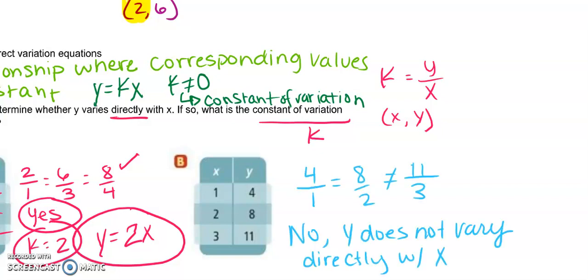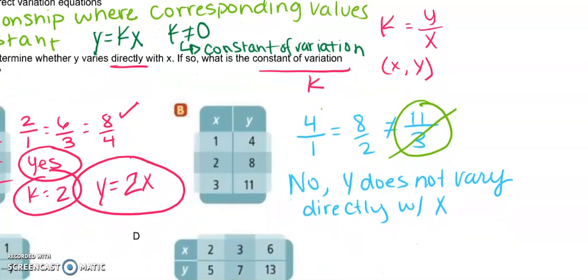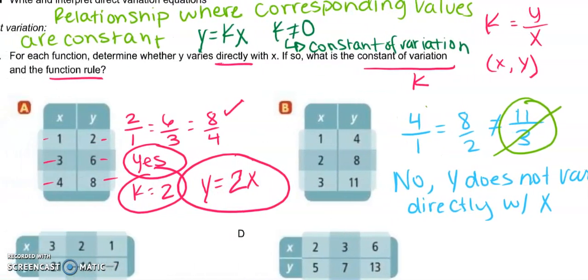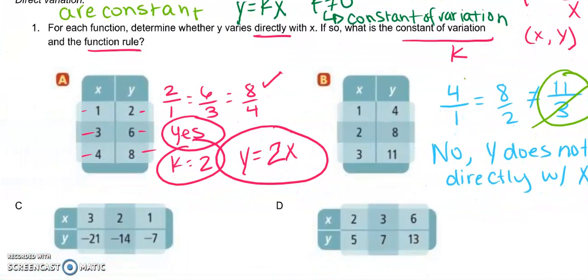So I worked this, I got 4 over 1, 8 over 2, both of those are 4, and then 11 over 3. Nope, that's not the same, so y does not vary directly with x. I want you to pause it, work C and D, and then come back and check your work.